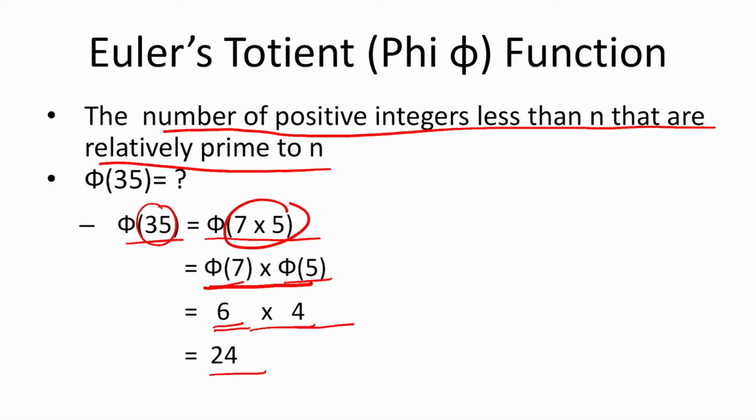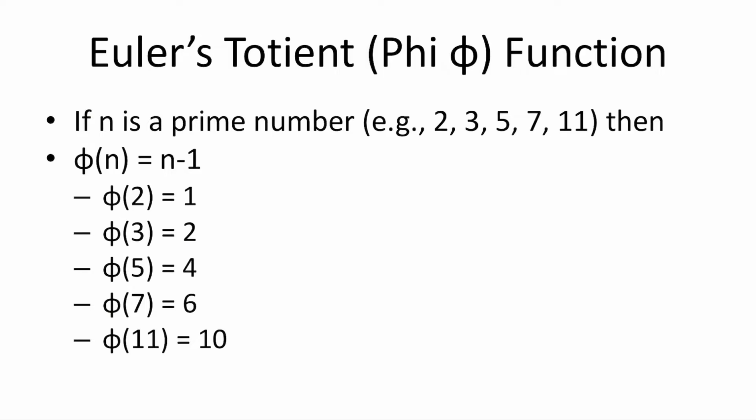So this approach is easy to do for smaller numbers such as 35, but it will be difficult to do on larger numbers. One interesting fact about prime numbers is that their Euler-Totient function value comes out to be the prime number value minus 1. In other words, for any prime number, the number of positive integers less than the prime number that are relatively prime to it is the prime number minus 1, which can be generalized into this formula: phi of n is equal to n minus 1, which only applies to prime numbers.